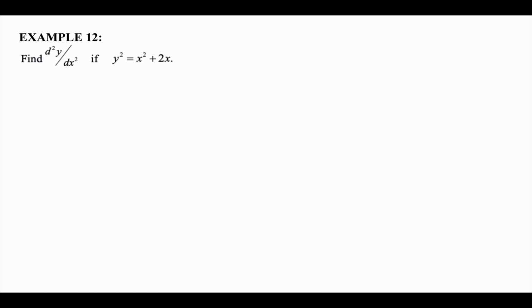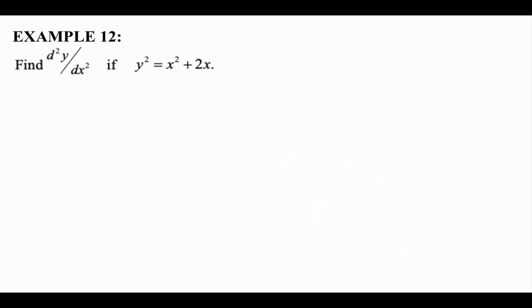Last one we're going to do. What does it mean when it says d squared y over dx squared? Second derivative, right? We've found second derivatives before. So before you find a second derivative, you've got to find the first derivative. So let's do that.